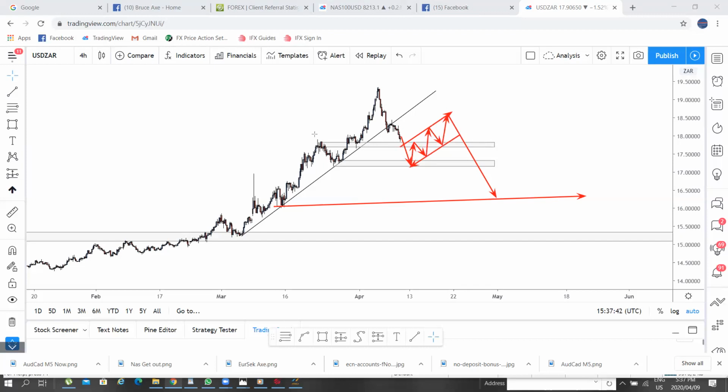Then this one here we take as a shoulder, and this one here as a shoulder, and then this one is the head. And then here is the change of structure, right? Once you break, this is the breakout. Once you break here, it's a change of structure. So, what else do you see?